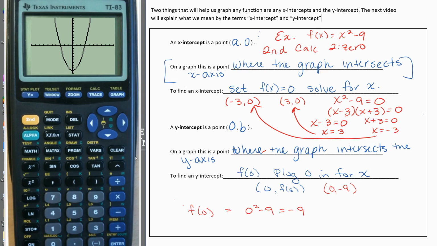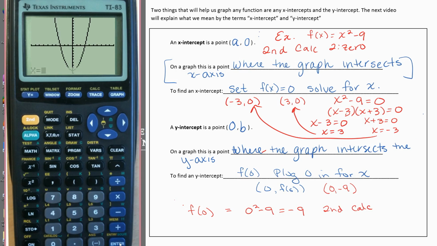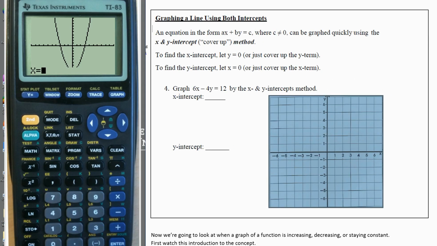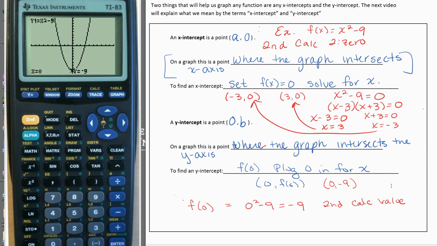You can do it on the calculator by again hitting second, calc, and we're now going to pick value. And then we want x to be equal to 0. So we would just hit 0. Sorry, that scrolled up. We'll go back to it in just a second. And we would get that negative 9. Okay, so that is how we found the x and the y-intercepts of a graph.